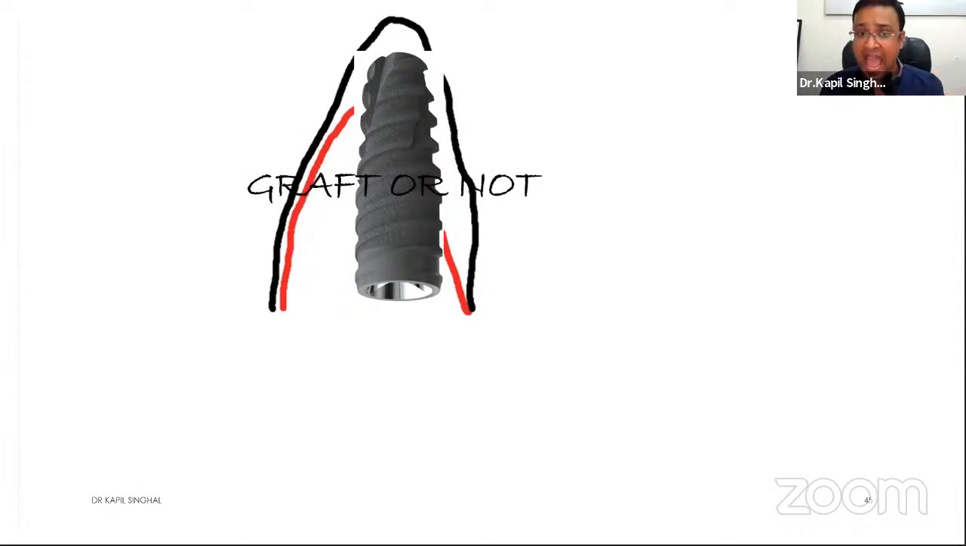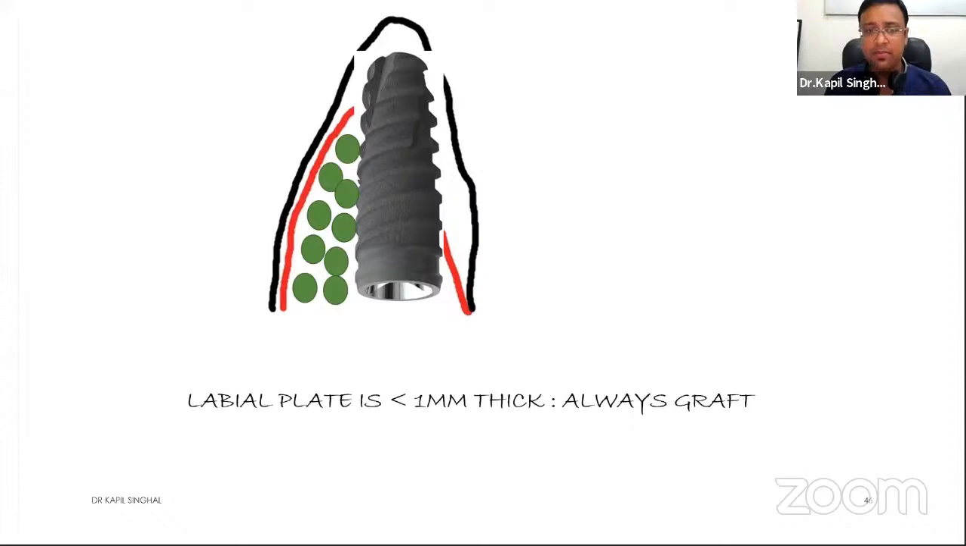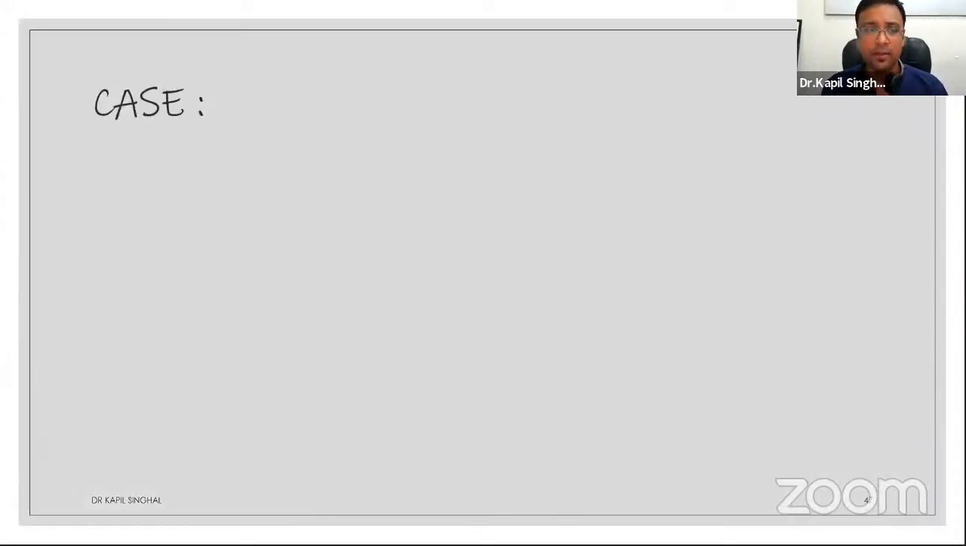Now the question arises, do I need to graft the distance between the implant and the facial bone? Do I need to graft it or not? How would you decide this? Please remember, if the labial plate is less than 1 mm thick, it is always good that you graft this area. How would you know that the labial plate thickness is less than 1 mm? On a CBCT scan. So when you get a scan done for your anterior case, see if the labial plate thickness is less than 1 mm. If it is, always graft that area.